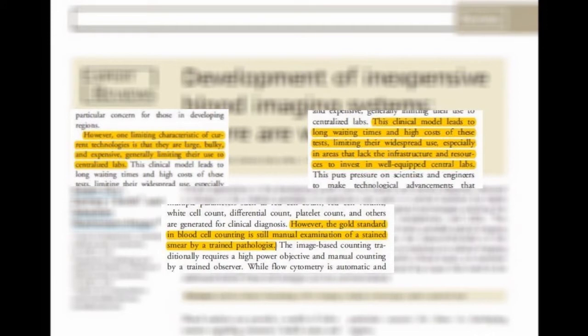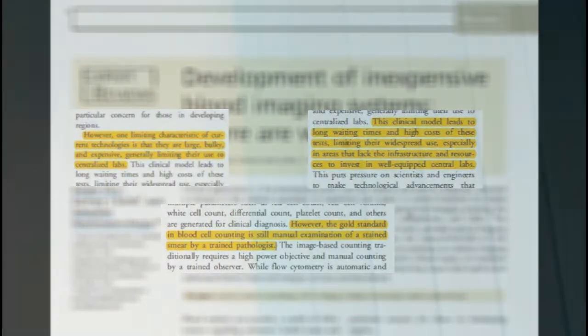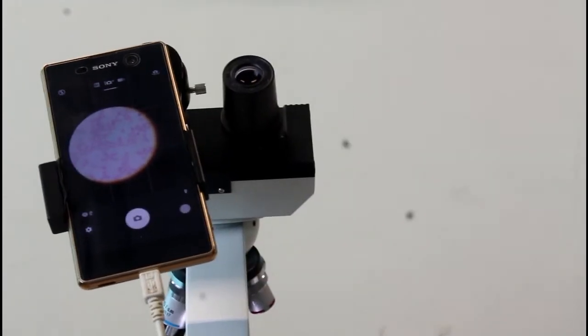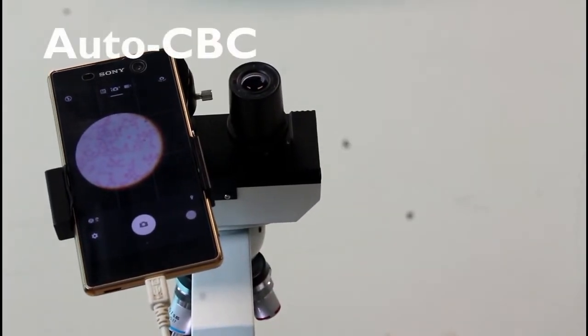Besides, the authors emphasize that the gold standard in blood cell counting is still manual examination of a stain by a trained pathologist. Now, let us introduce our project called Auto-CBC.